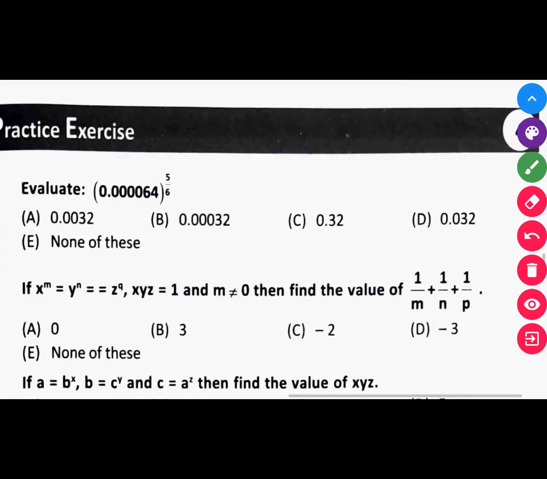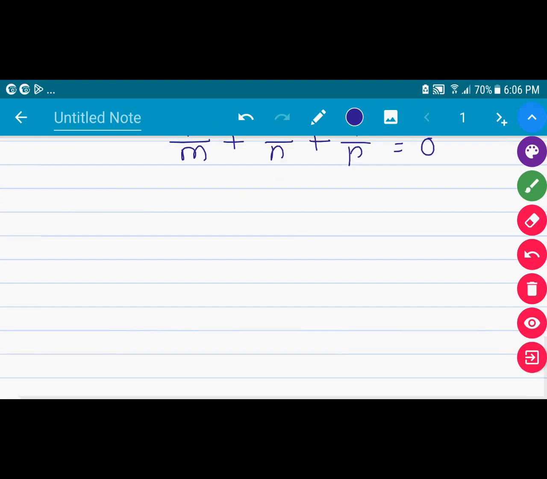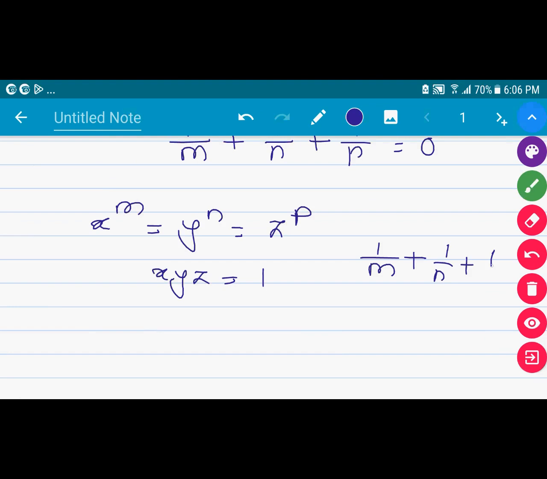Okay, I will explain it again because it is a bit confusing. See, I will again solve it and I will show you. See, what we have: x raised to m is equal to y raised to n is equal to z raised to p. And we know xyz is equal to 1. We have to find the value of 1 upon m plus 1 upon n plus 1 upon p. Now see, I assume x raised to m is equal to k.